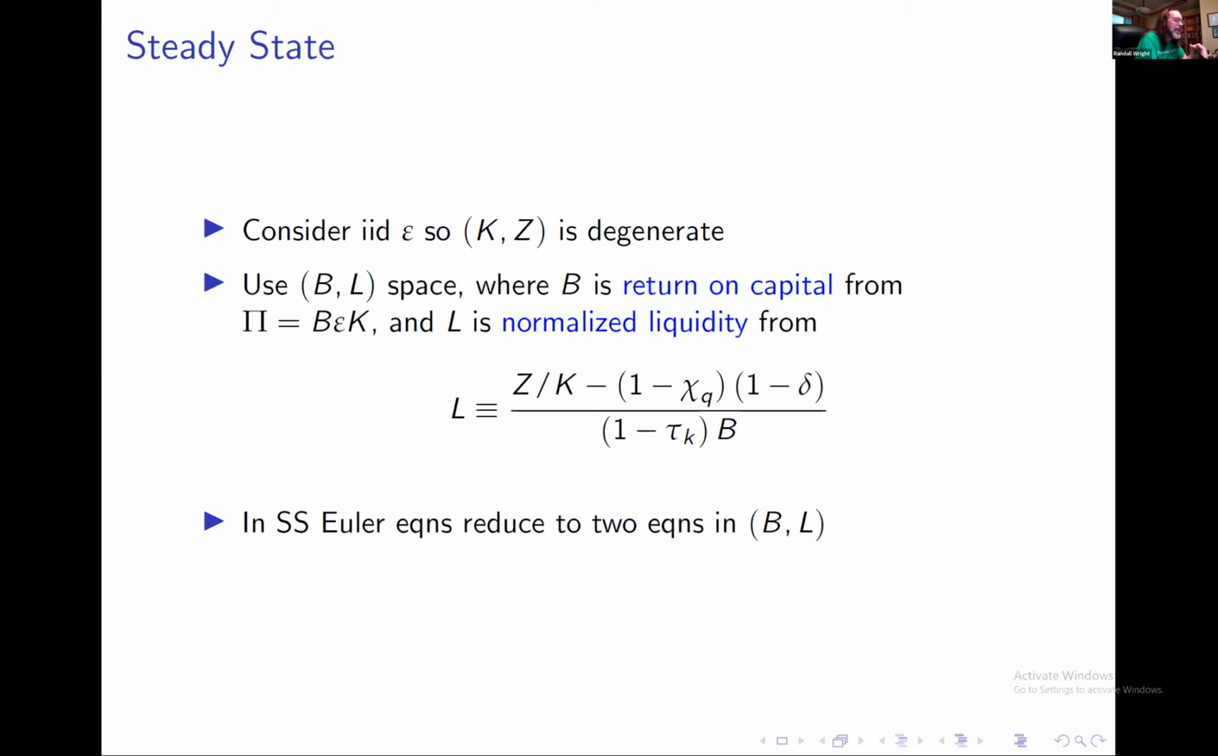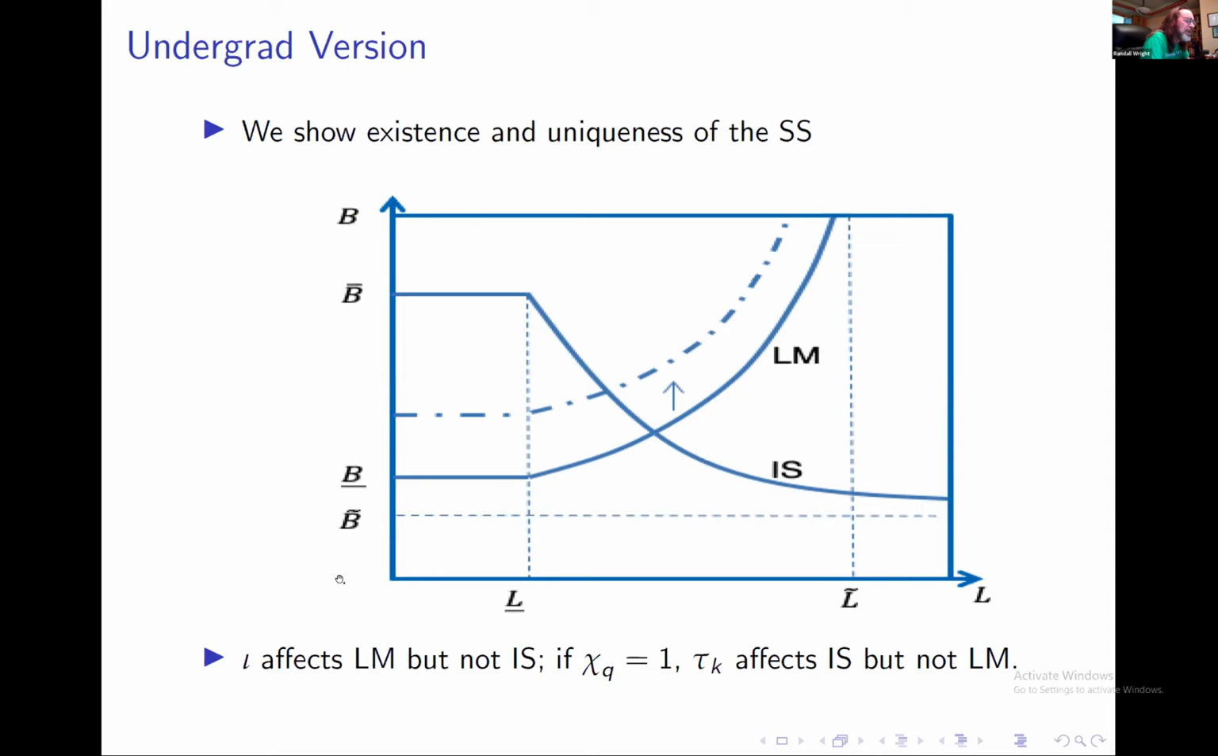And I'm going to skip over that slide, which shows you can reduce all these equations to two equations and two variables. L is some measure of liquidity, B is some measure of the returns to capital. And lo and behold, these equations are actually the ISLM curve. Even Keynesians would recognize the IS curve as the Euler equation for capital. And this is demand for liquidity. So it's liquidity preference.